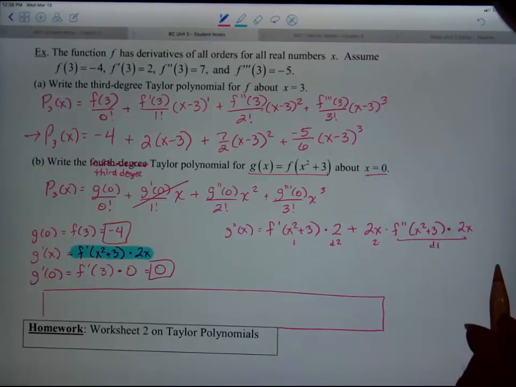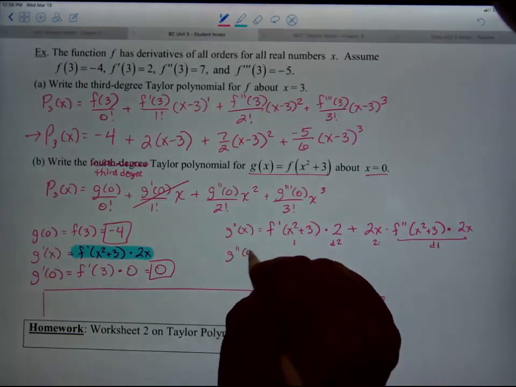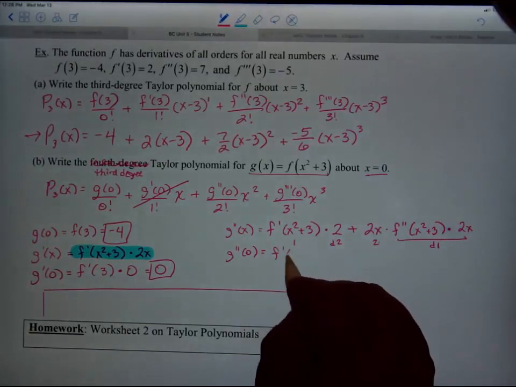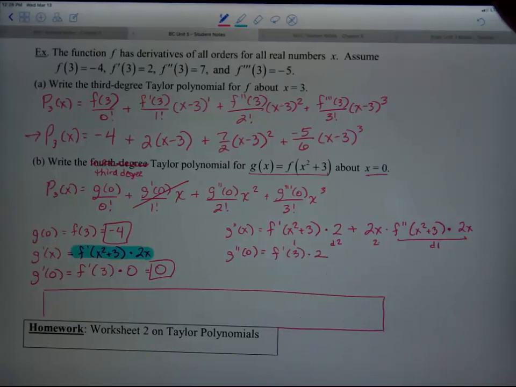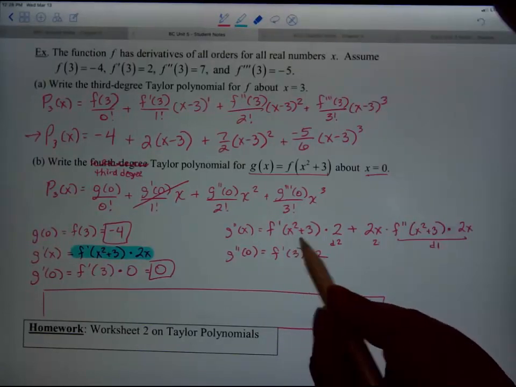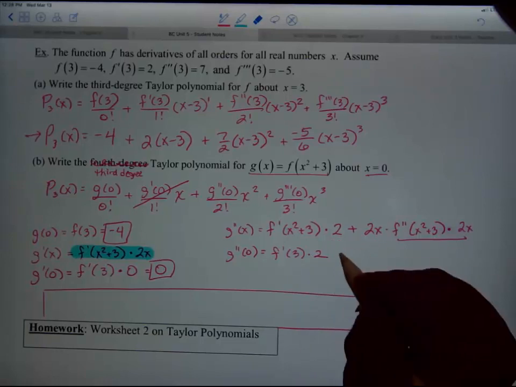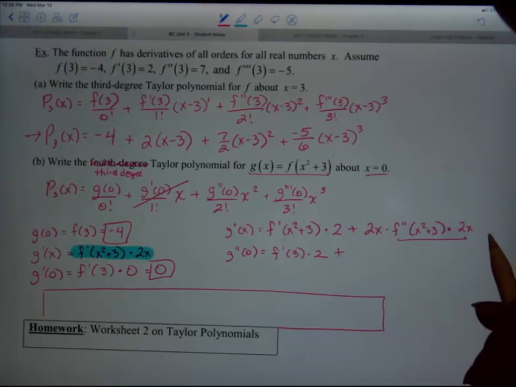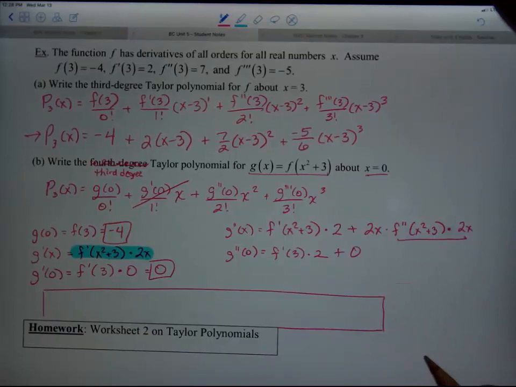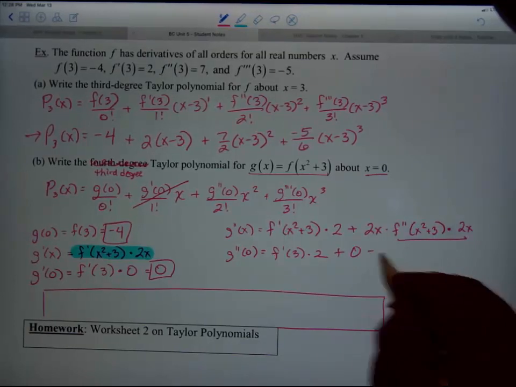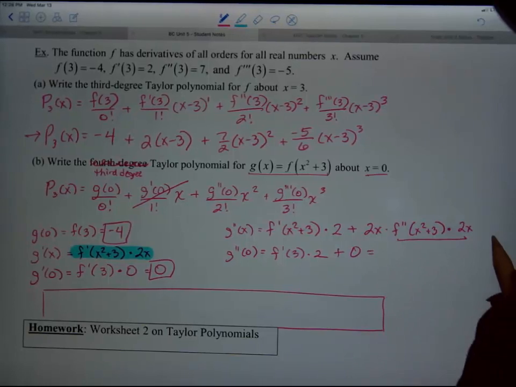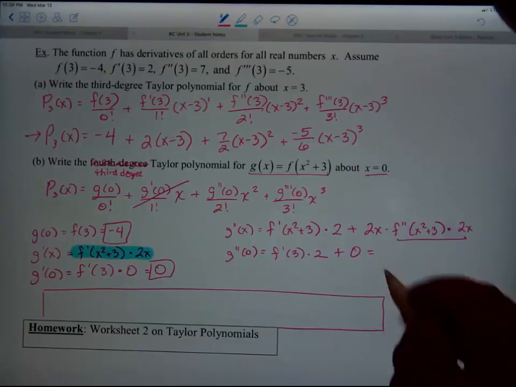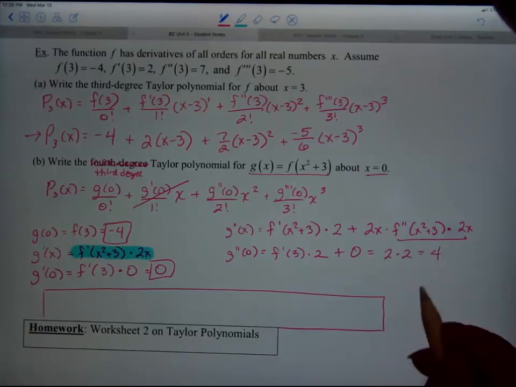Now, we need to plug in 0. What's going to happen here? That's going to be f prime of 3 times 2, right? I'm going to erase these 1d2s just to make it a little easier to see. Plus, what's going to happen down here when I plug in 0? It's going to be 0, isn't it? So I'm not even going to mess with that because I know because of that x on the outside it's going to be 0. So f prime of 3 is 2 times 2 is 4. And there's my new numerator for double prime.